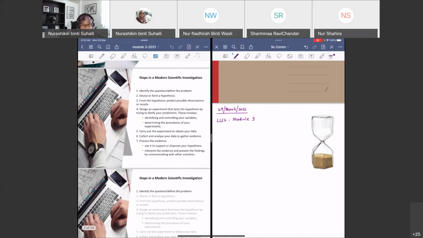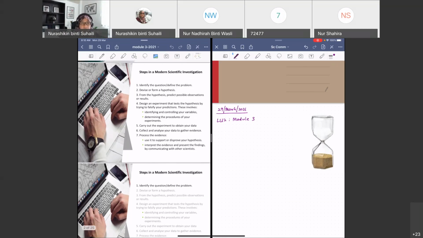So let's have a look at all the 7 steps briefly, and after this we're going to discuss them one by one. Before that, is my voice clear? I hope you can see the screen. Yes, it's a bit small. Okay, thanks. So the first step is to identify the question and define the problem.